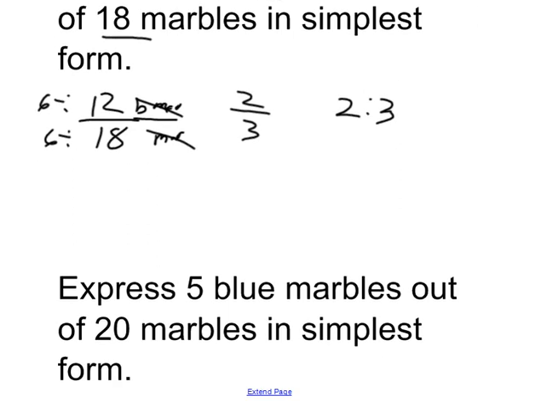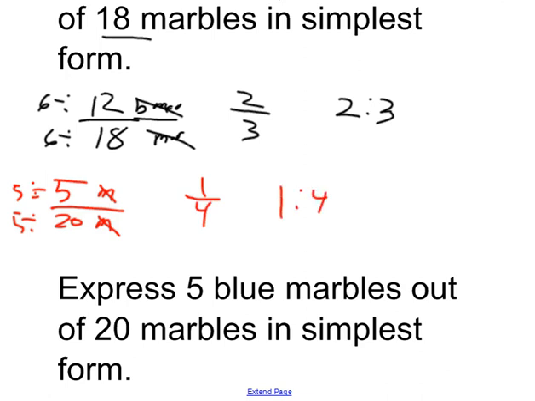Express 5 blue marbles out of 20 marbles in simplest form. Pause the video, do that, and then come back and check your work. Well, I've got 5 blue marbles out of 20 marbles. So 5 to 20. The unit marbles, of course, cancel out. I can reduce the numerator by dividing by 5, and I can divide the denominator by 5, and I will get 1 out of 4 marbles are blue, or a 1 to 4 ratio.